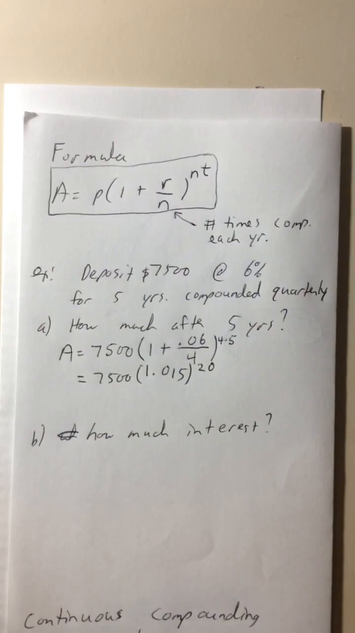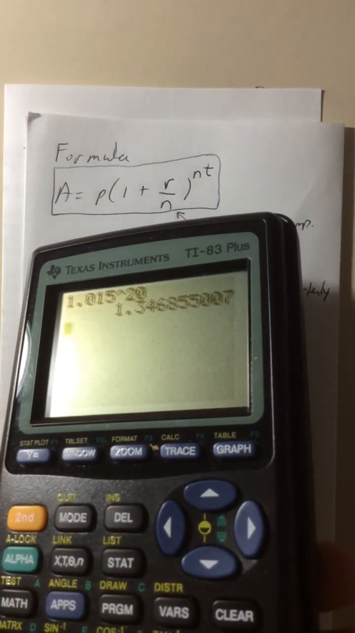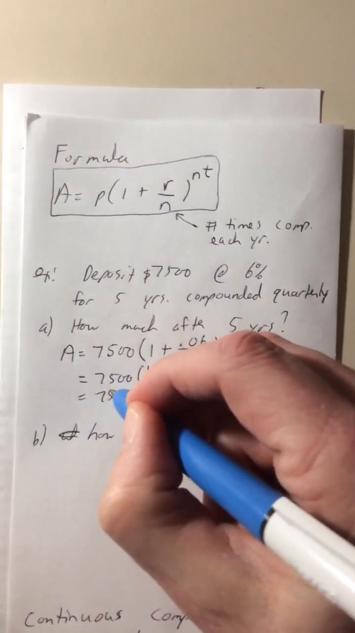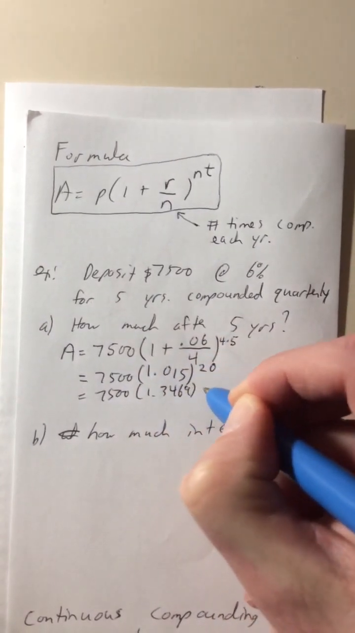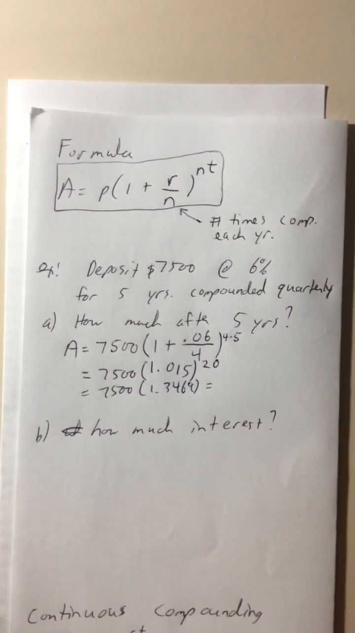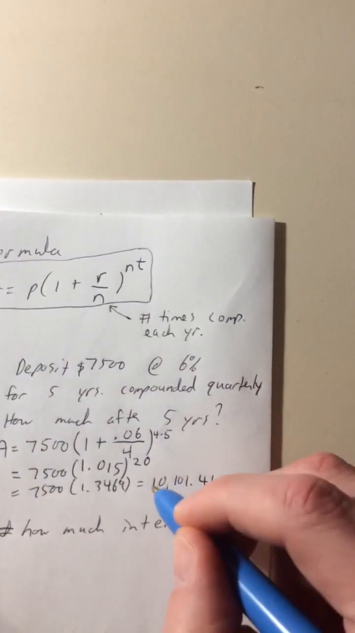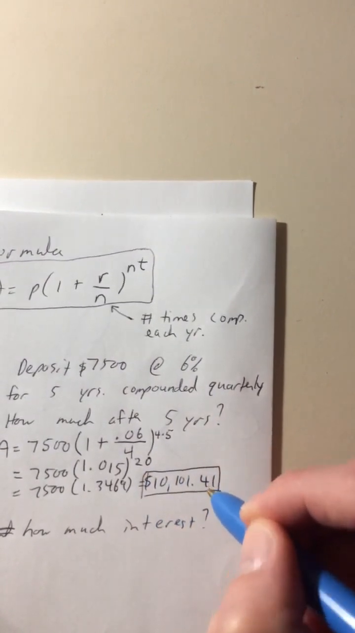So I should write that down. So what does it say there? 1.3469. 7,500 times 1.3469. And that's going to equal times 7,500. Boom. And we got $10,101.41. And so obviously with this, we're always going to use 2 decimal places because we're dealing with money. So it's always about cents right there.